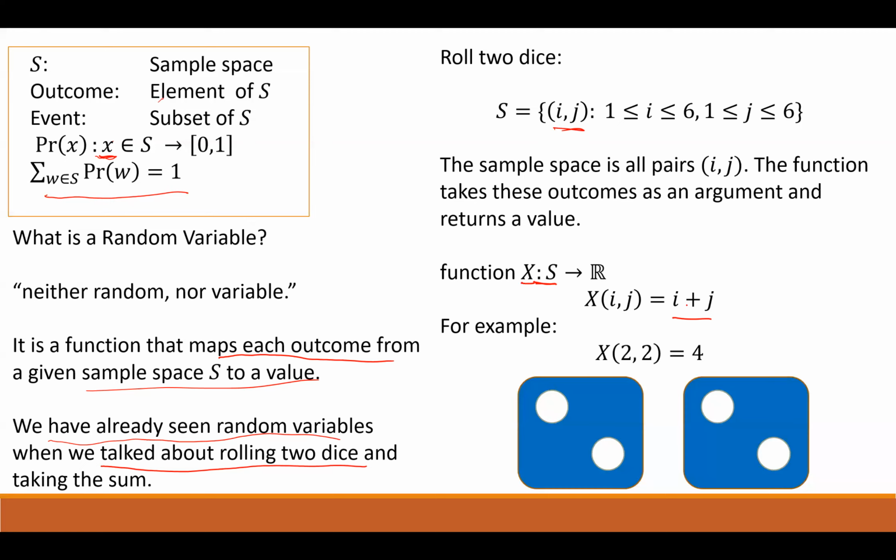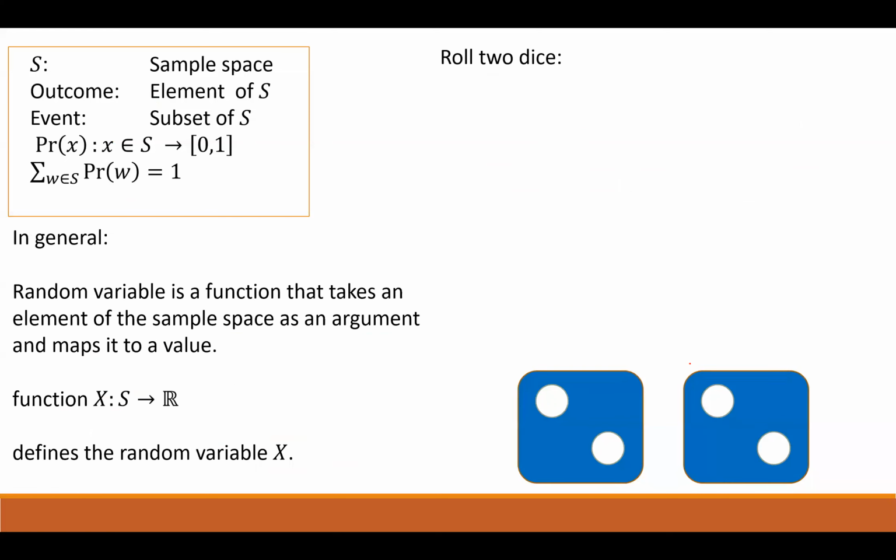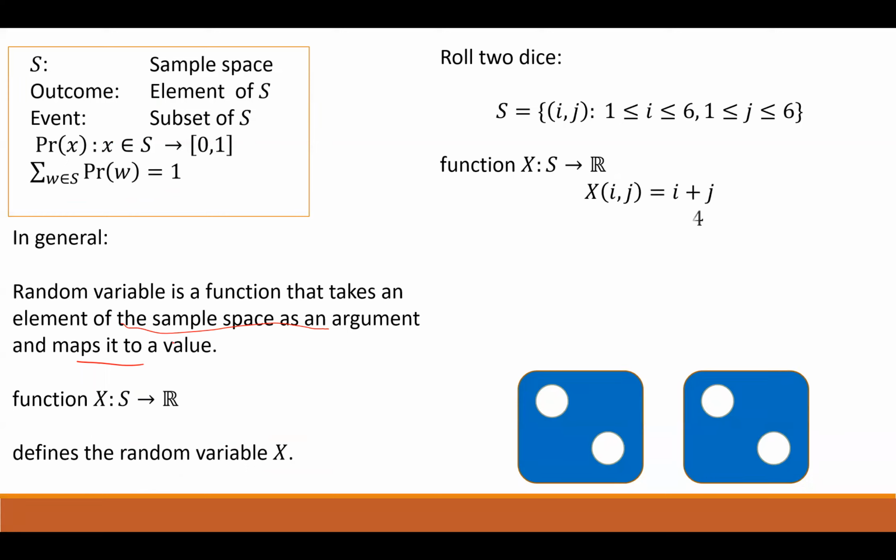For instance, if I roll 2 on the first die and 2 on the second die, then this random variable X is equal to 4. So a random variable is a function that takes an element of the sample space as an argument and maps it to a value. Any value we want. Most of them are sensible, but we could make completely nonsense values if we want.